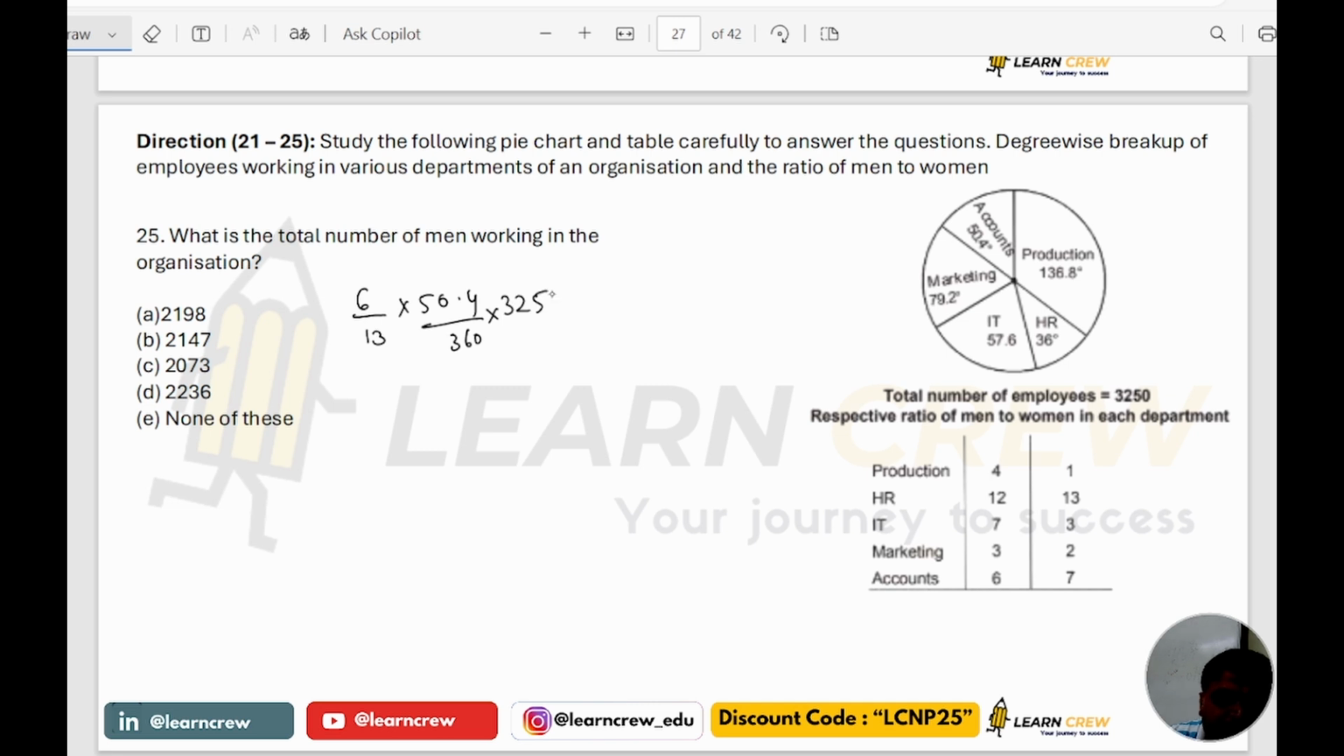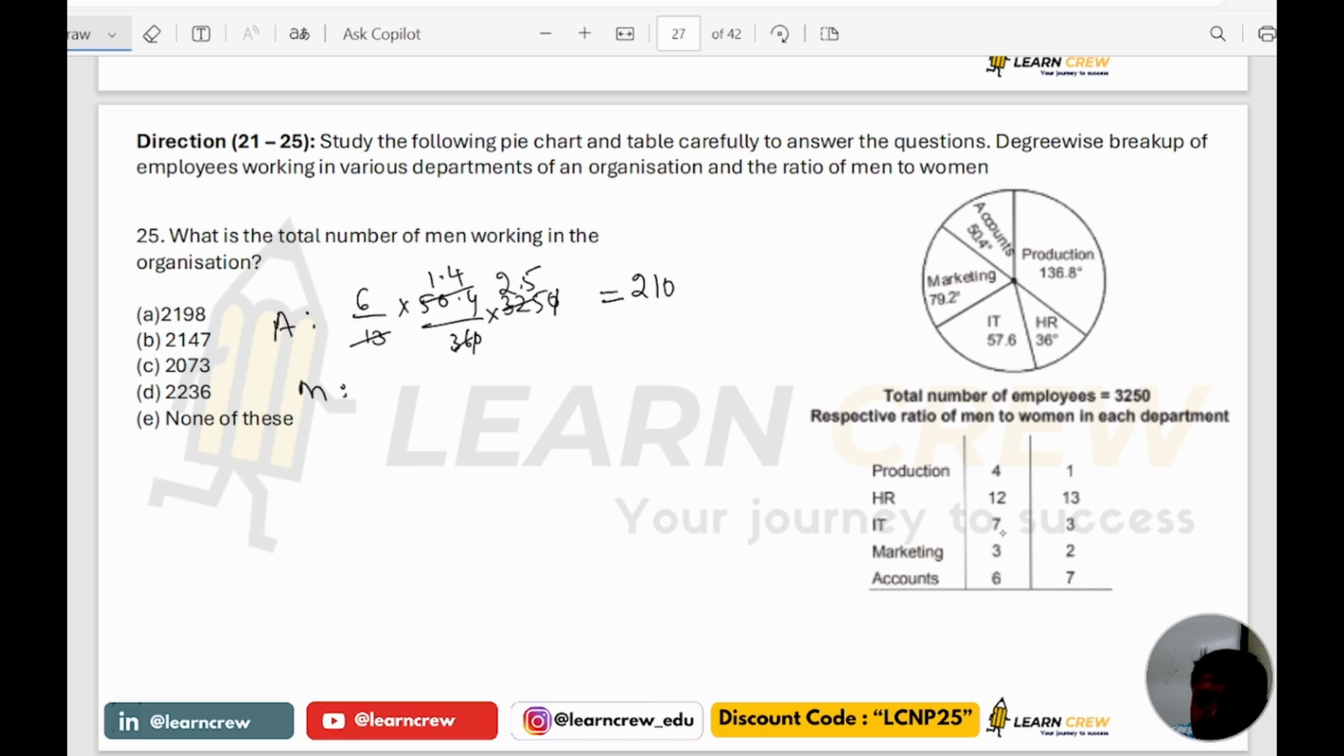How much are you going to get here? If you simplify, the zeros cancel. Now you will get here 13, how many times? 13, 25 times. Now 36, 1 36, 1.4 you are going to get. 25 into 1.4 is 35. 35 into 6 is 210. So accounts is 210.